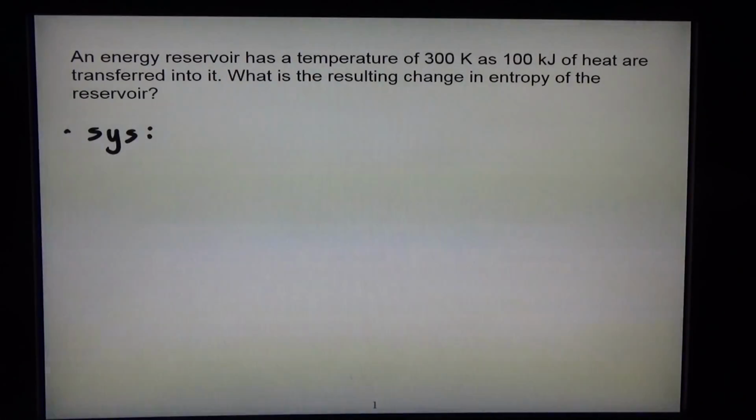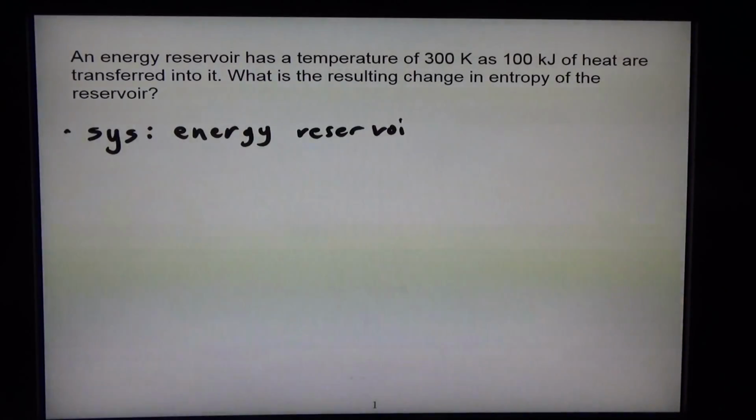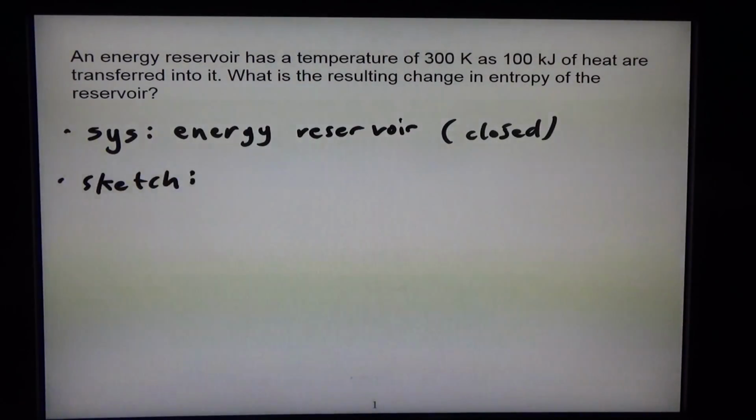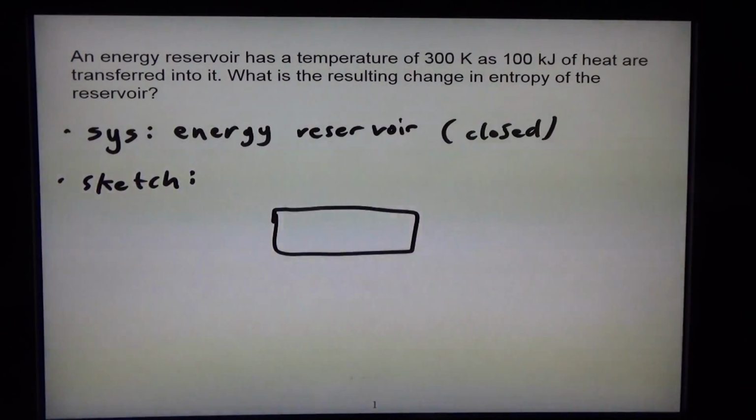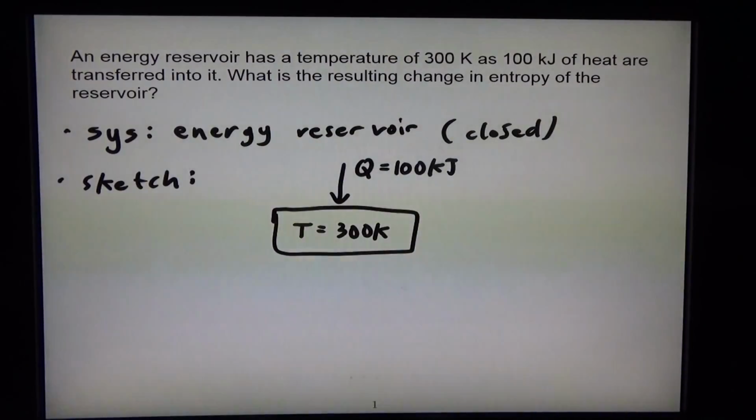Here we're looking at specifically an energy reservoir. And an energy reservoir is an example of a closed system. There's no mass transfer, just heat transfer into or out of an energy reservoir. So for the sketch, we can just do a simple engineering sketch here. We have some energy reservoir at temperature 300 Kelvin, and we have a heat transfer of 100 kilojoules into the energy reservoir.